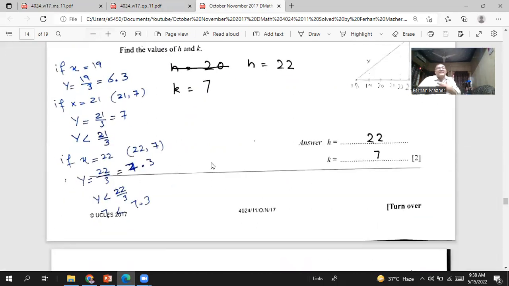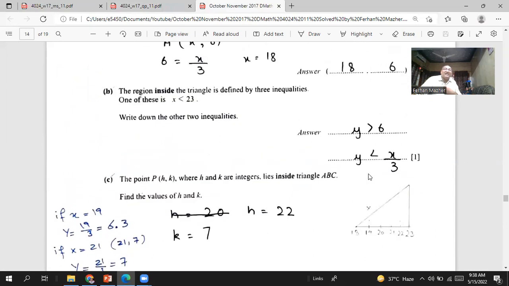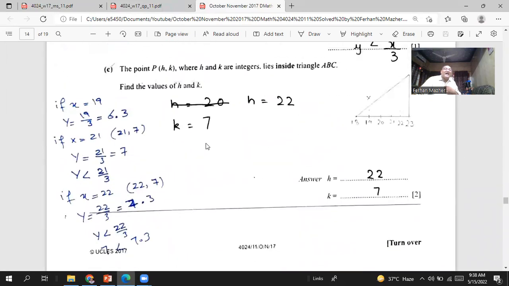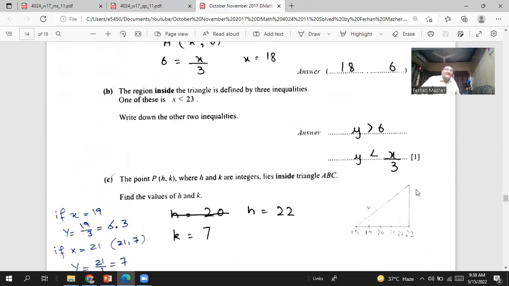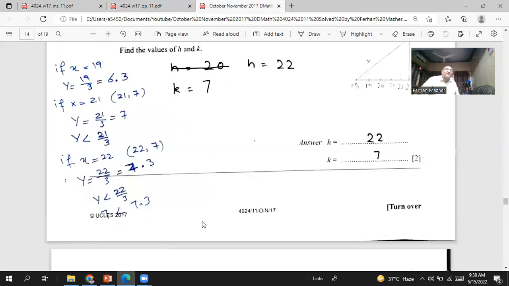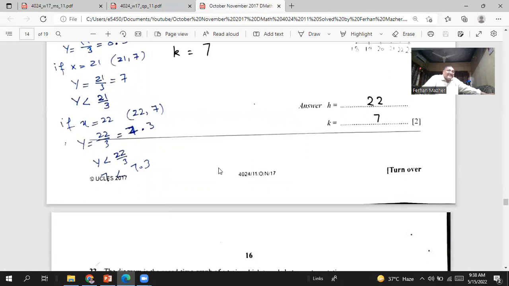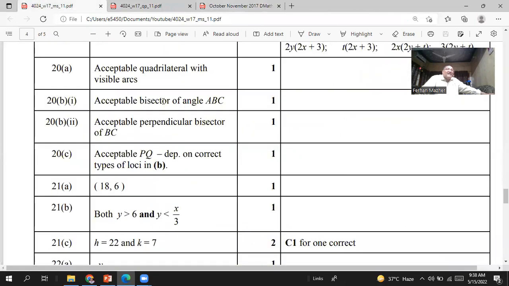We supposed a point 22 comma 7. Then I checked whether it satisfies this inequality or not. The x value is supposed to be more than 18, less than 23, and the y value is supposed to be more than 6 but less than 7.3, because if you cross 7.3 or 7.8, you will be above this point. So we cannot take more than 7 point something. So our answer is right. 22 and 7, the answers are right.